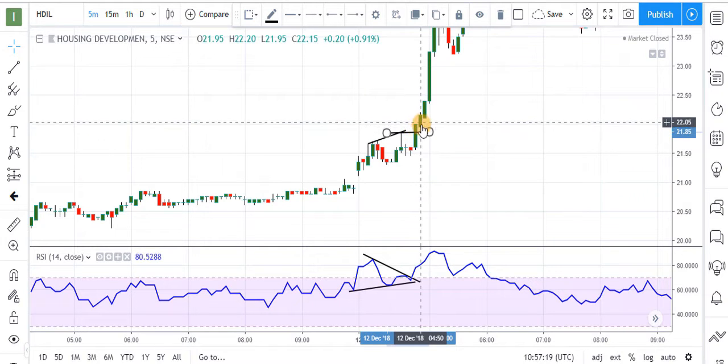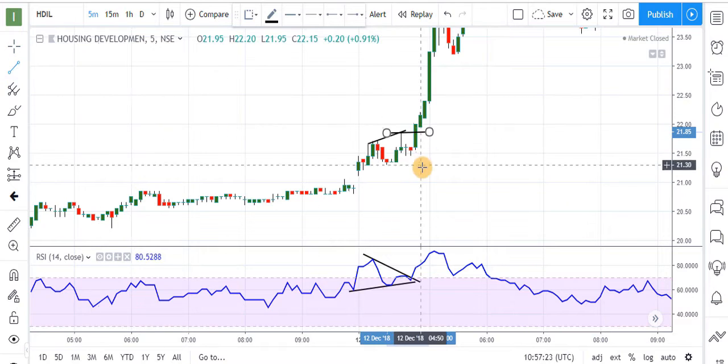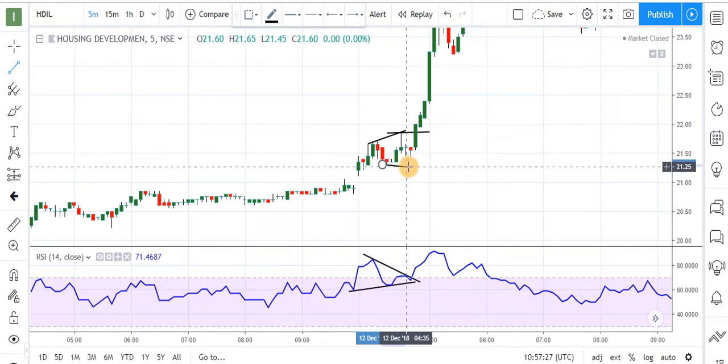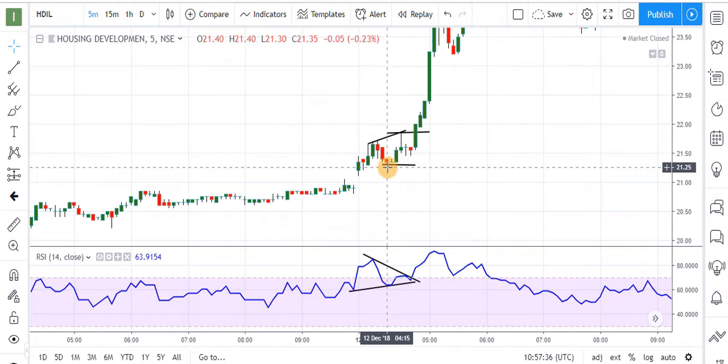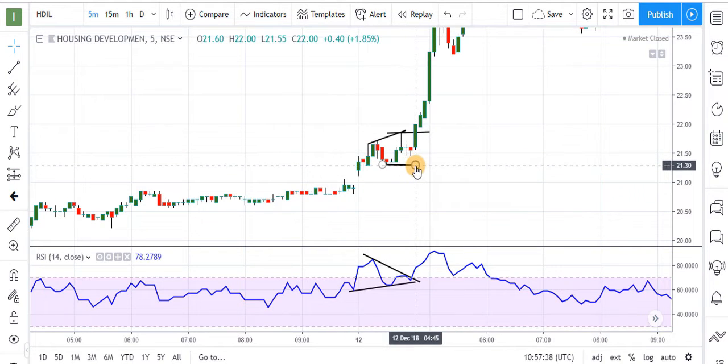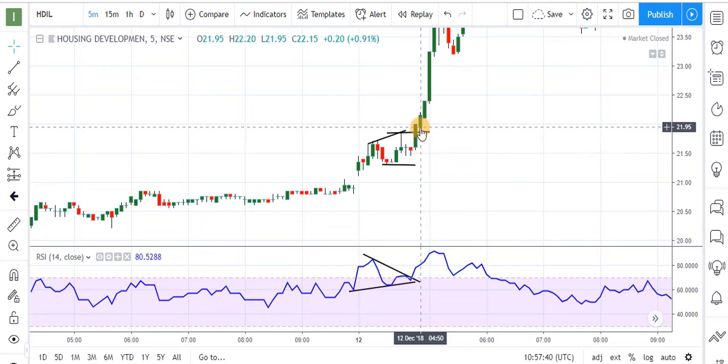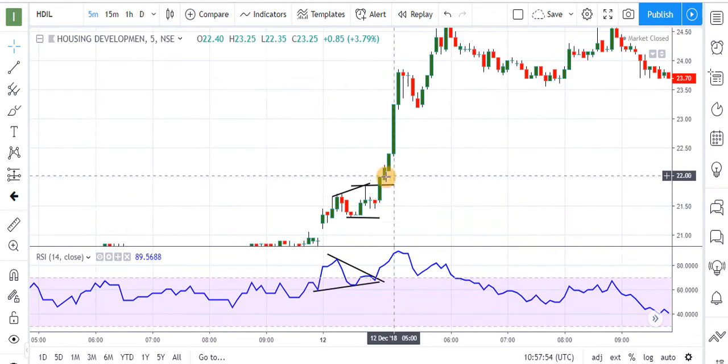So we can make our entry at the open of the next candle, and our stop loss will be the support level of these candles. See, these candles are moving in a range and this is a support level. So this will be our stop loss level and this is our entry position at the open of this green candle, this next candle. And see the momentum in the stock.